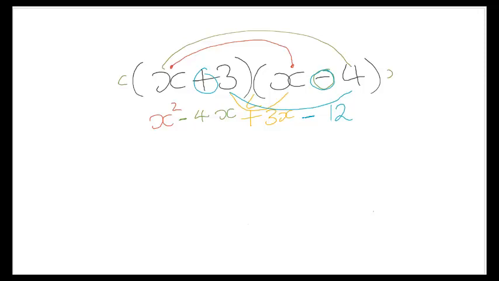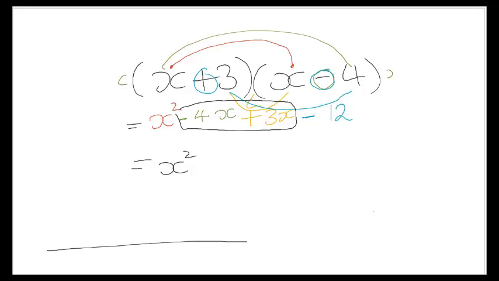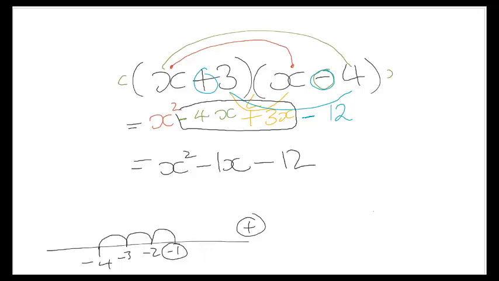Now I look for like terms, so remember to include your sign. So my answer is going to be equal to x squared minus 4 plus 3. Let's do a number line. So I start on minus 4 and I'm going in this direction. So let's jump 1, 2, 3: minus 4, minus 3, minus 2, minus 1. So my answer is going to be minus 1x minus 12. That's my final answer. Okay, I've done 3. Let's try another one.